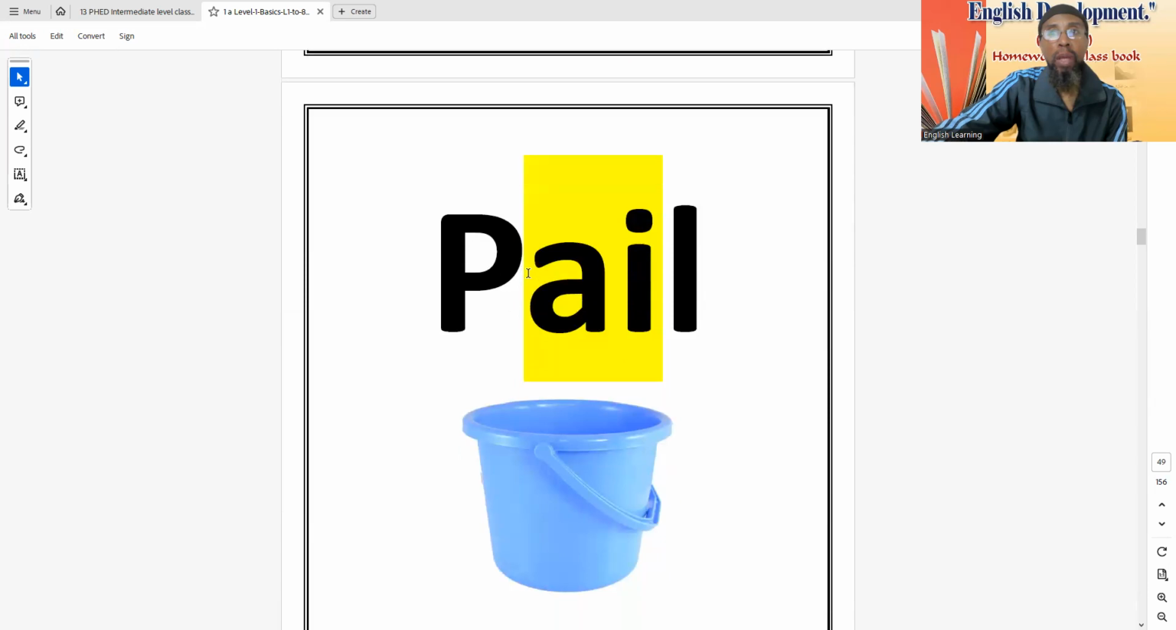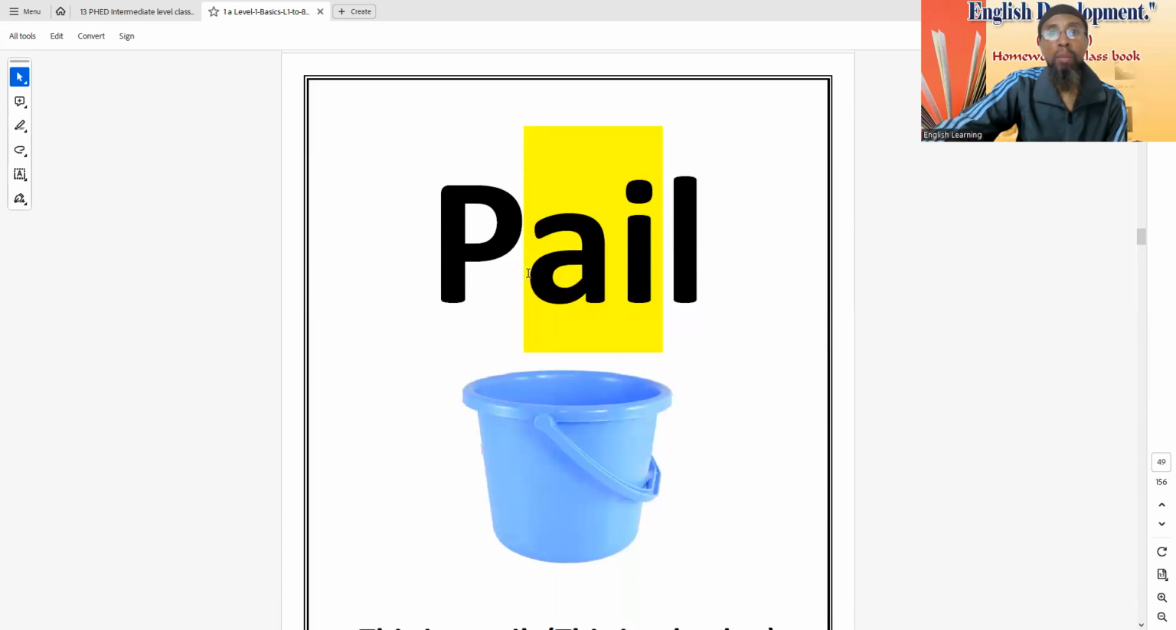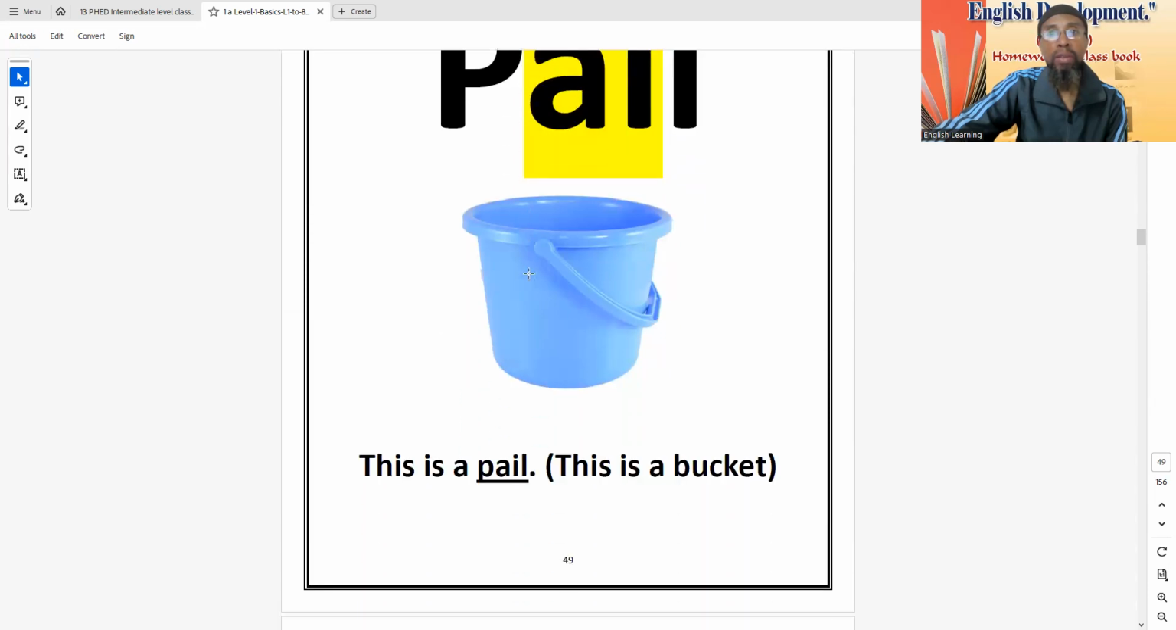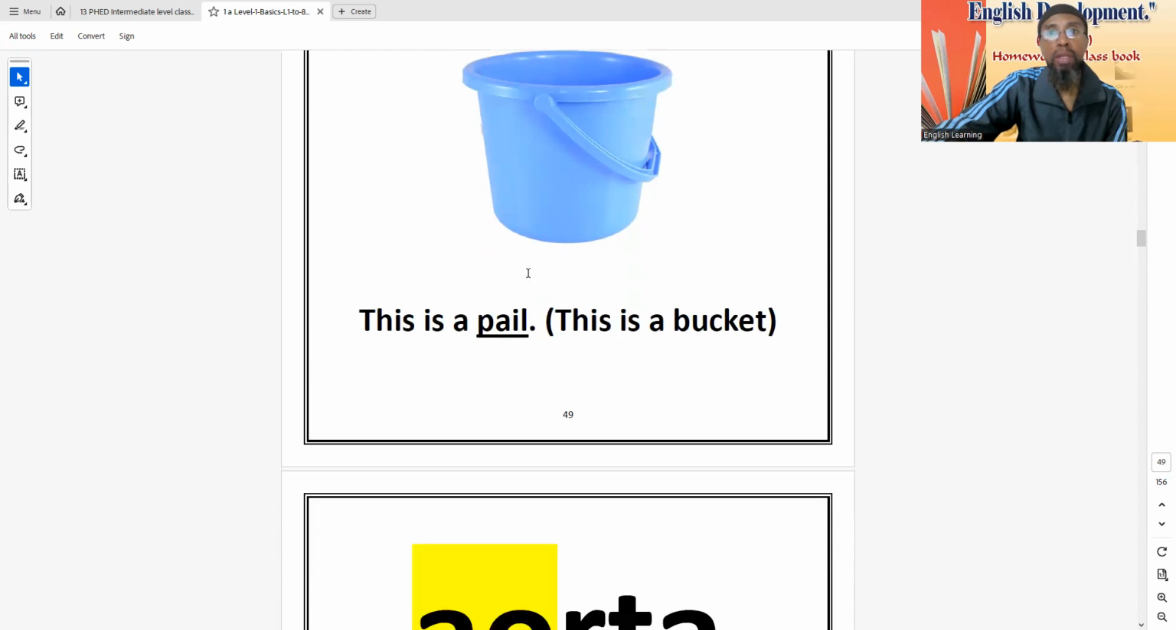Pale. This is a pail. Or this is a bucket.